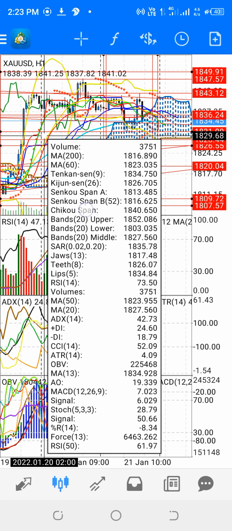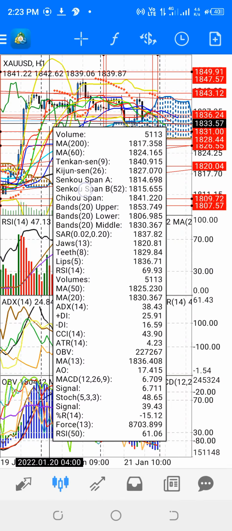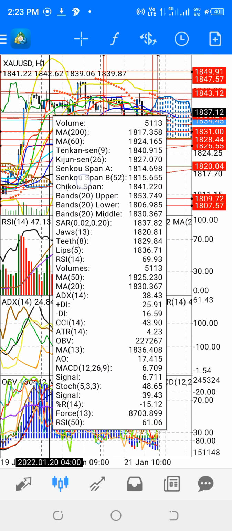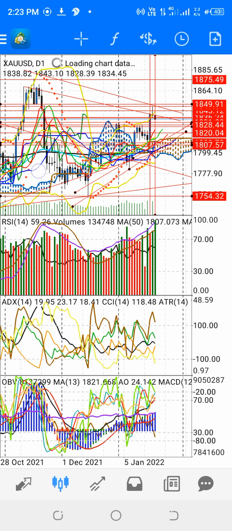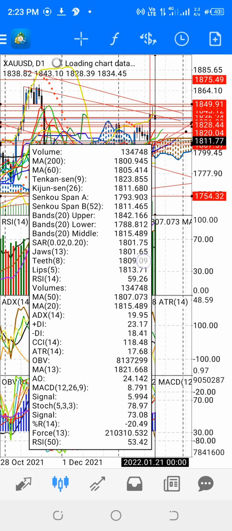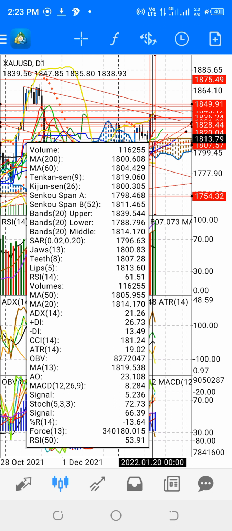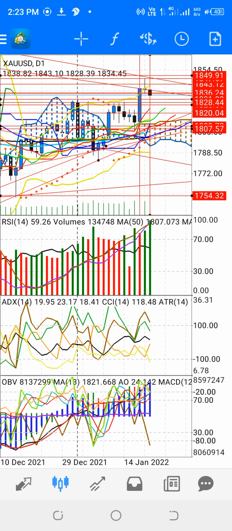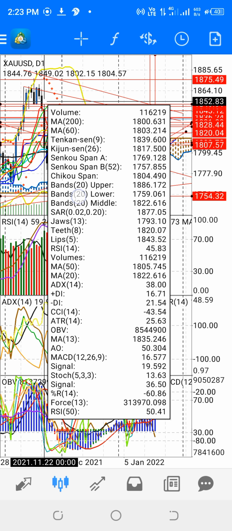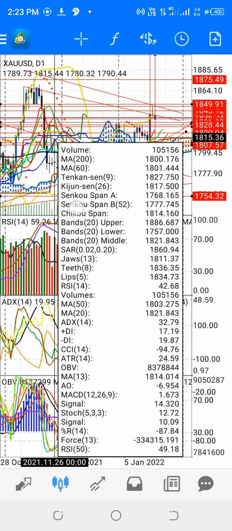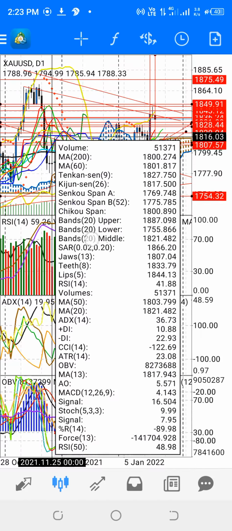Wait for this strong level of resistance to be broken. You will check the whole daily. What will be the potential bias? The potential bias for the daily is still upward. Maybe it will reach until here, from here until here, then reposition.